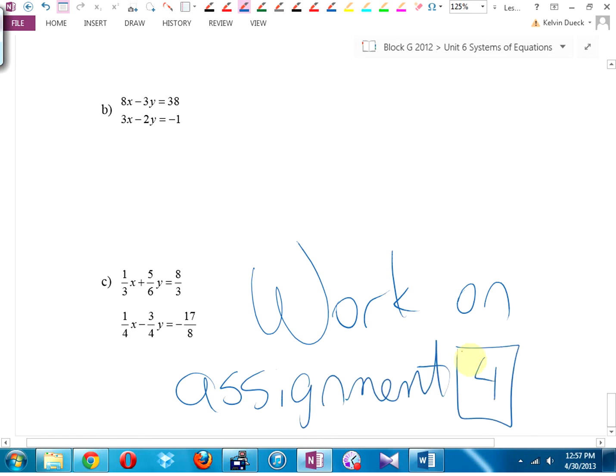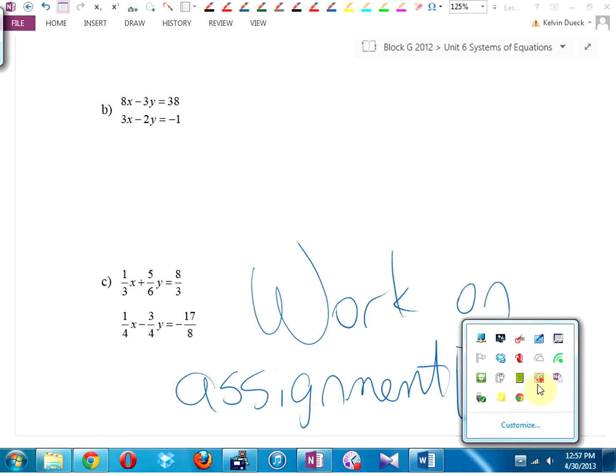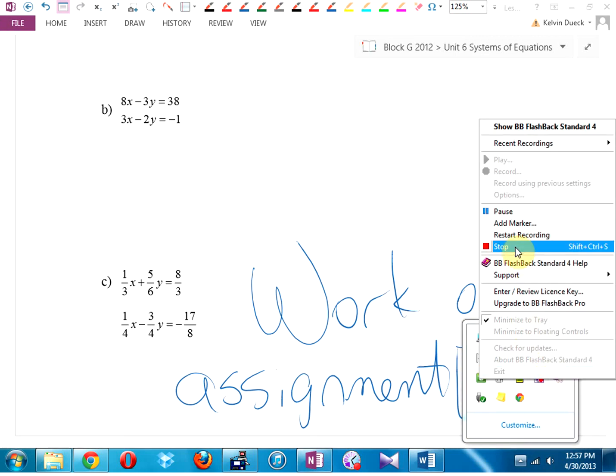Work on assignment 4. All of it. Now, I'm in the process of making up an answer key. I'll put it online and I'll have it here next class, but I'm about halfway done.